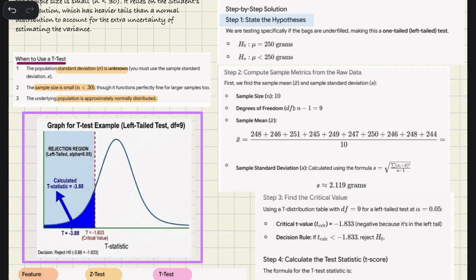Why? Because when your sample size is smaller, or you don't know the population variance, you have extra uncertainty. So the fatter tails, right? So the critical values are pushed further out, making it slightly harder to reject the null hypothesis by pure luck. That is why it is known as Student's t distribution. All right.